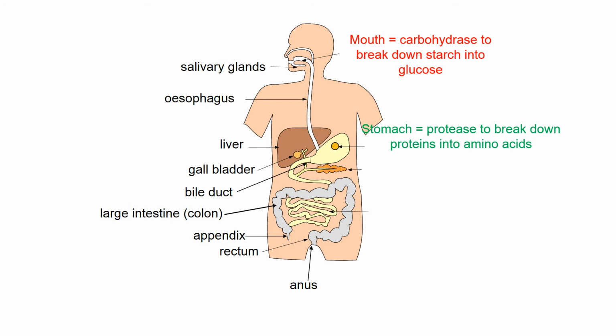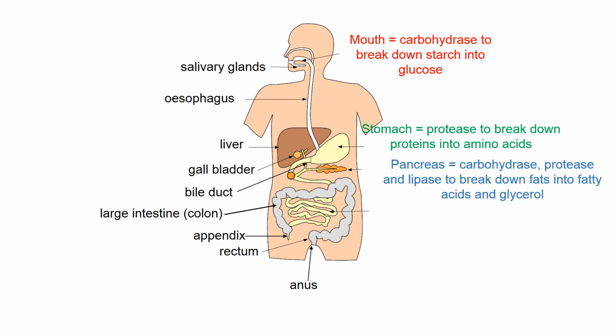Once protein digestion has taken place inside the stomach, the contents of the stomach are then released, and pass into the start of the small intestine. Immediately, there are some enzymes released from an organ called the pancreas. This time, the pancreas secretes carbohydrases, it secretes proteases, and then it secretes a third type of enzyme, which is known as a lipase. And this breaks down fats into fatty acids and glycerol. So fats are quite large and insoluble. The fatty acids and glycerol are the smaller soluble subunits that fats are made up of.